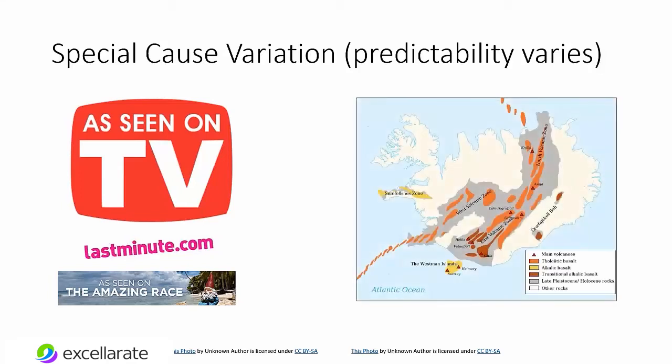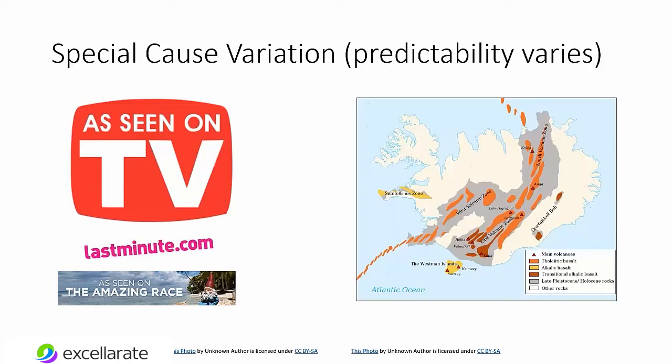Another one, this is another special cause. Iceland volcanic eruptions massively changed airline travel, massively changed the amount of hotels and where those hotels were actually booked overnight without any sort of forewarning. So that is a special cause that was unpredictable. And the TV advertisements and the Amazing Race sponsorship were special causes that we could predict.